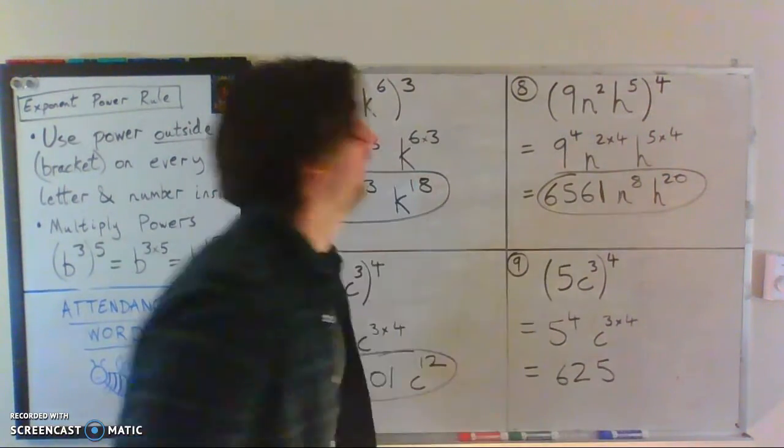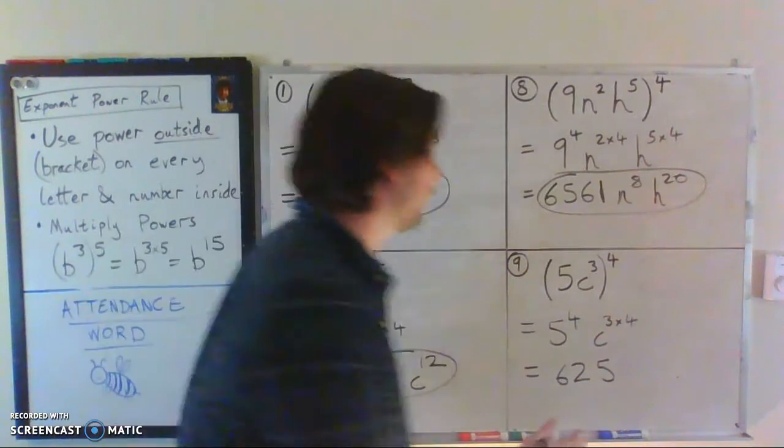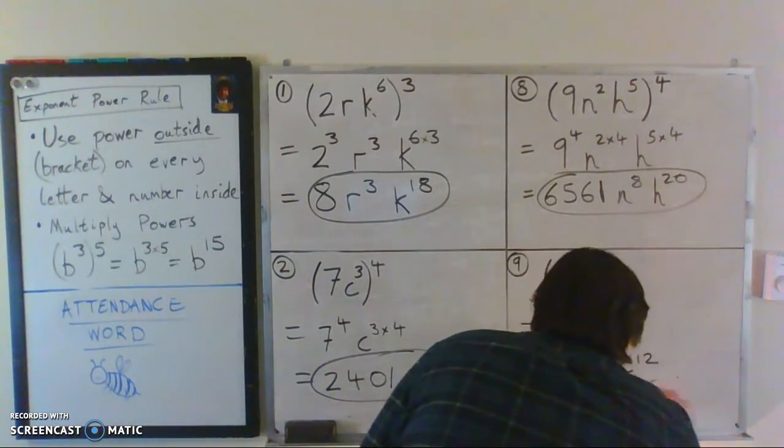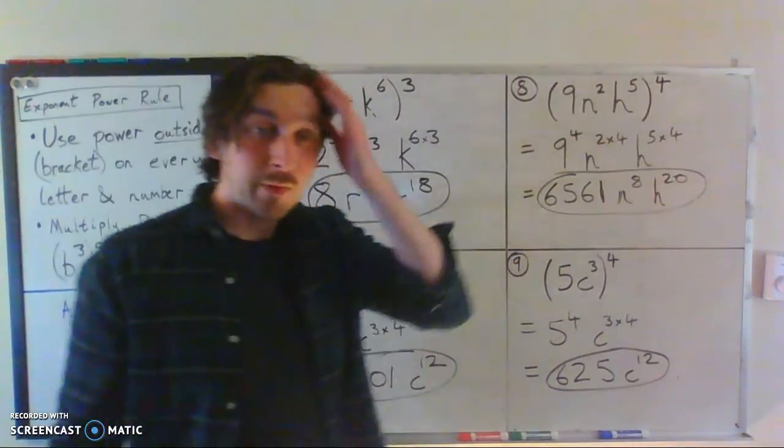625. c^3 to the 4 is 3 times 4, which is 12. c^12. There's my answer for number 9.